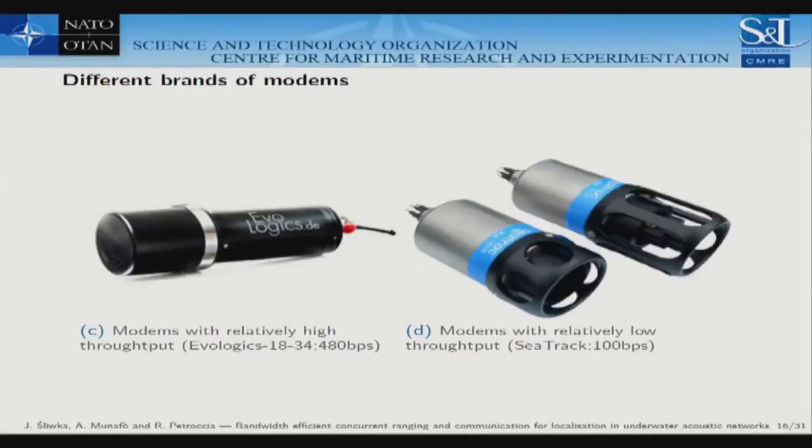We are used to having megabytes or gigabytes per second in the air. But underwater, the speed of communication is very, very low, 100 bits per second. For more expensive modems, many times more expensive, you can have around 500 bits per second, and so every bit counts.